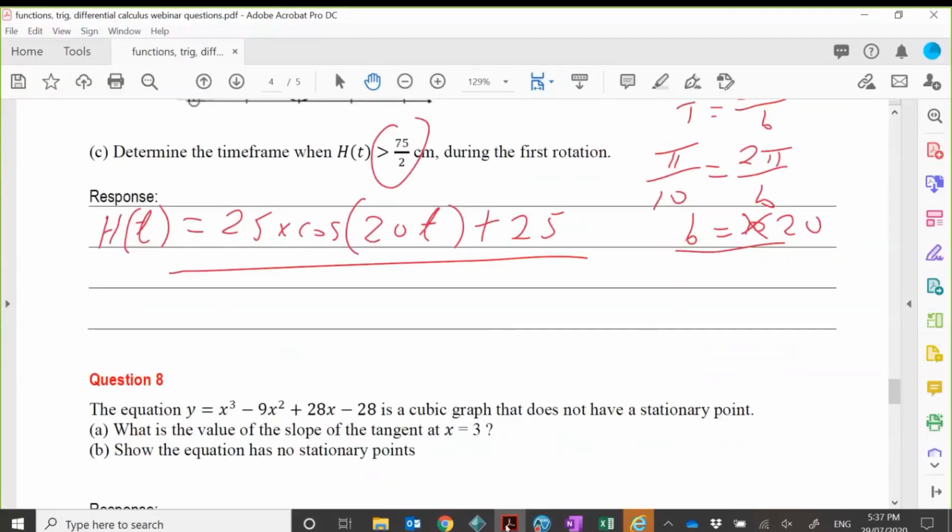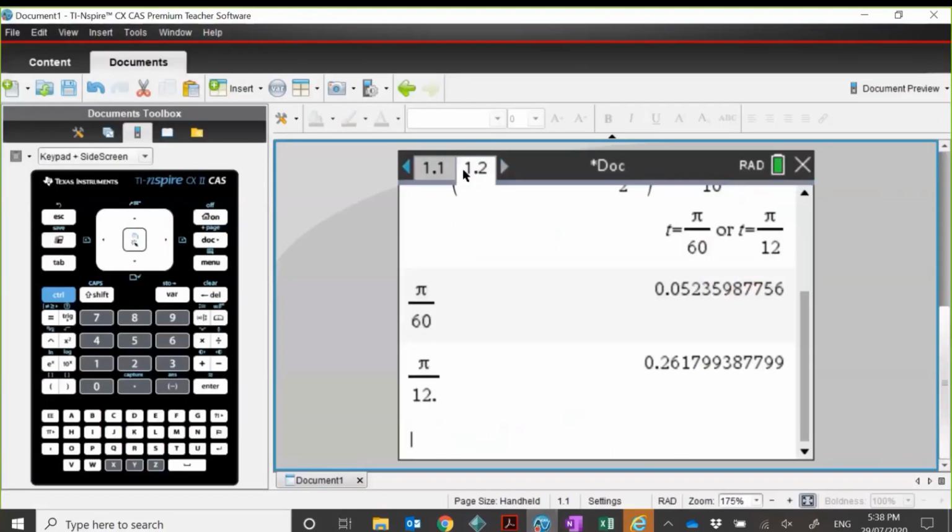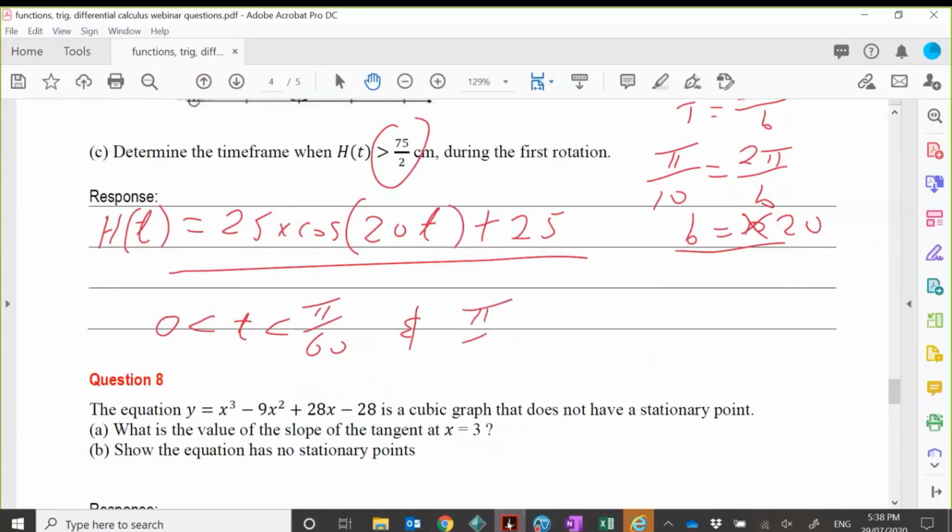So in terms of notation, 0 less than t less than pi on 60. So that was your first one. And the other time was pi on 12, I think it was. Yes, it was pi on 12. So pi on 12 less than the time less than pi on 10. So that would be your answer for part C.